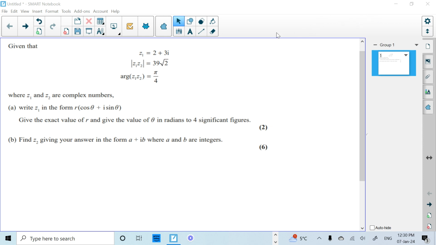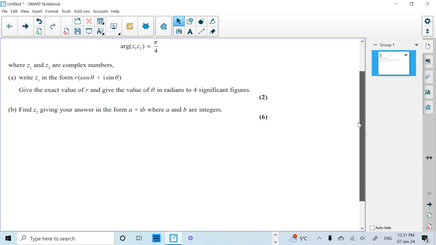Another exam question for AS level further maths, complex numbers. Given that z1 is equal to 2 plus 3i and the modulus of z1 z2 is equal to 39 root 2 and the argument of z1 z2 is equal to pi over 4, where z1 and z2 are complex numbers, write z1 in the form r(cos theta plus i sin theta), and give the exact value of r and give the value of theta in radians to 4 significant figures for 2 marks. Let's do part A first.